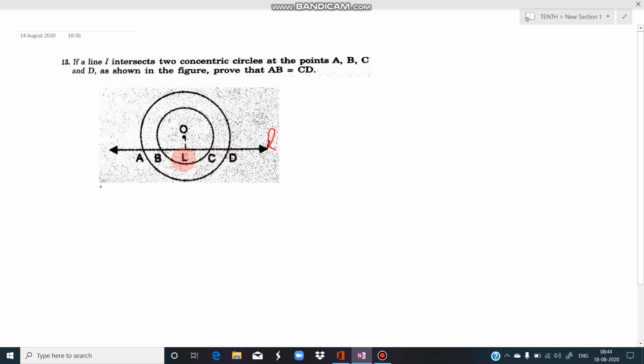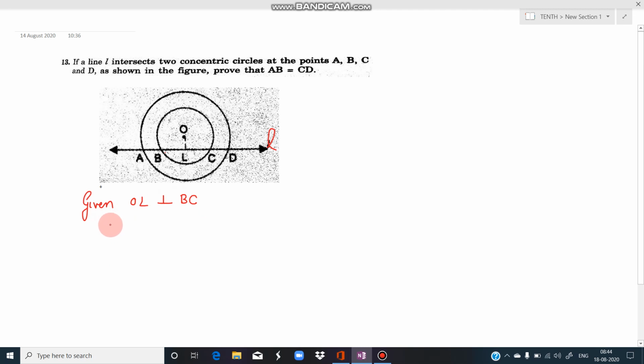And this L is the perpendicular. According to the figure, this OL is the perpendicular which has been drawn on this. So what is given? It is given that this OL is perpendicular to BC.